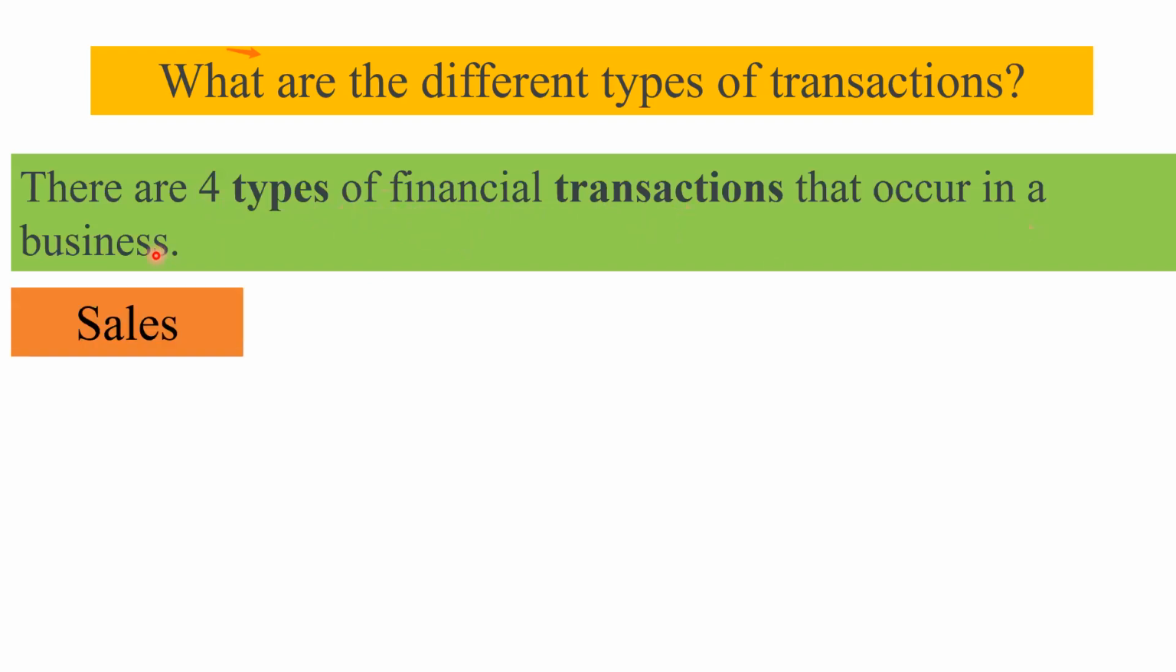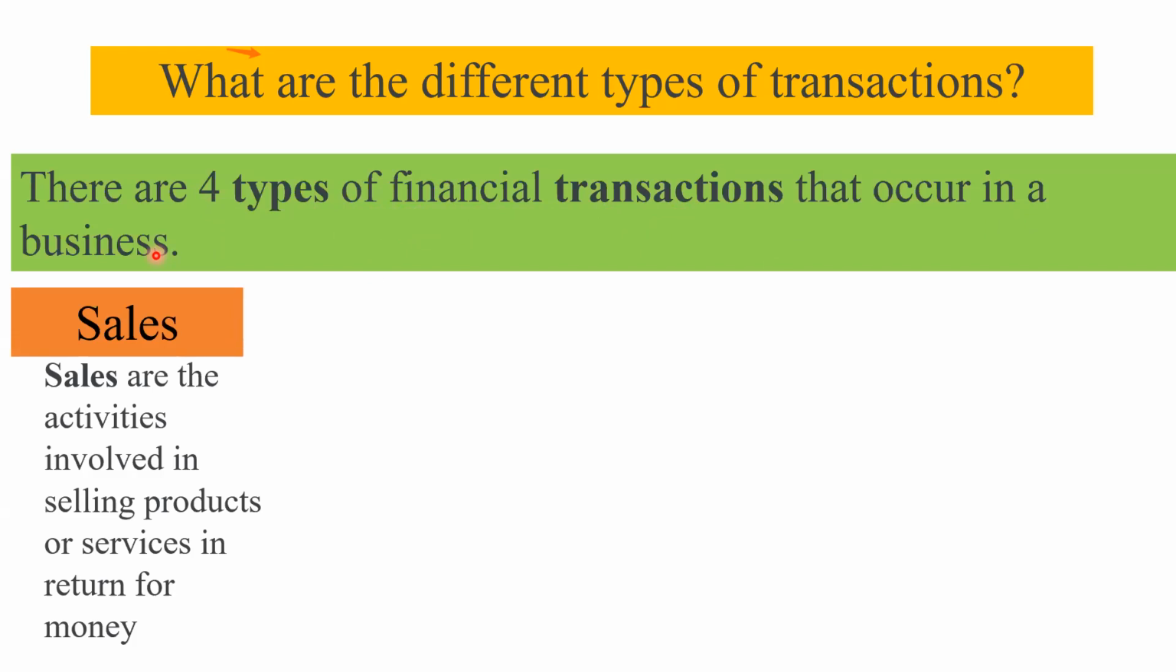One is sale transactions. That means sales are the activities involved in selling products or services in return for money. Sales, that means you are owning a company. Which company? A cycle making company. So what is the product in your company? Cycle. Cycle is the product, and you need to sell the cycles to get the revenue or to get the profit. Correct? So that's why the first transaction is the sales transaction.